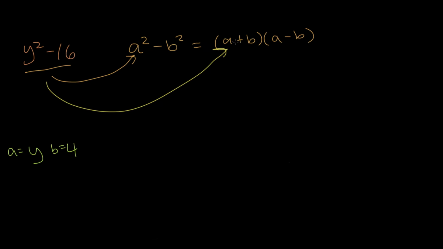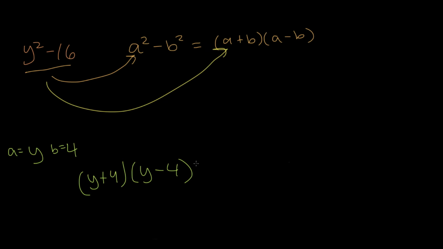So from here it says a plus b times a minus b should be equal to a squared minus b squared. So our a is y and our b is 4. So we would have y plus 4 times y minus 4. And that should be our final answer.